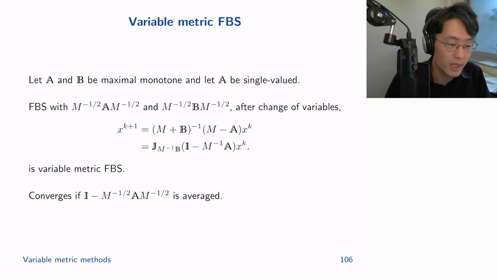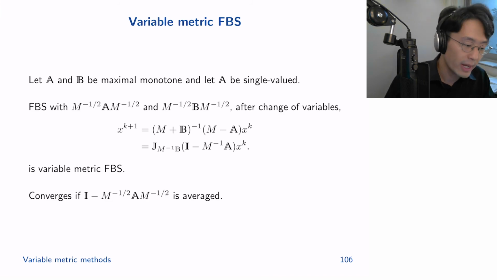The idea of working out the variable metric proximal point method can also be directly applied to derive the variable metric for backward splitting. So let A and B be maximal monotone operators, and let A be furthermore single-valued. Then backward splitting with this maximal monotone single-valued operator and this maximal monotone operator can be expressed in terms of the yk iterates, and then after performing the same change of variables, we can express the variable metric for backward splitting either in this way.